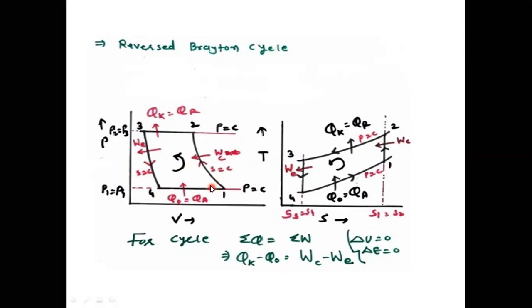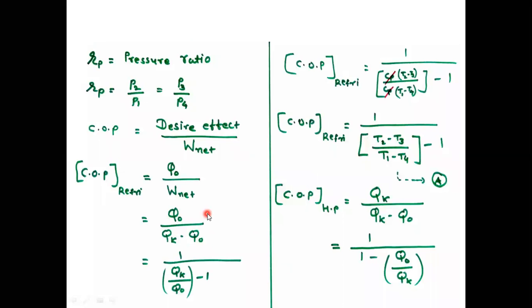And where is Q0? Here. It's again an isobaric process, which is 4 to 1. So Q0 is Cp (T1 minus T4). Here Cp (T2 minus T3), and here Cp (T1 minus T4). So I put the values of QK and Q0 here. Cp gets cancelled. So the equation reduces to 1 divided by this value: (T2 minus T3) divided by (T1 minus T4), minus 1.